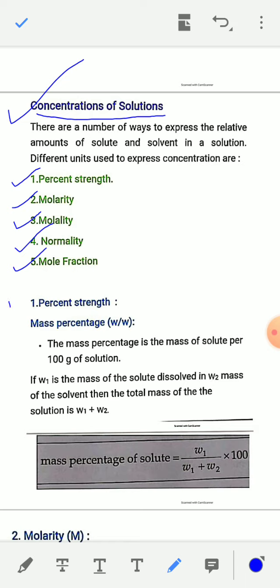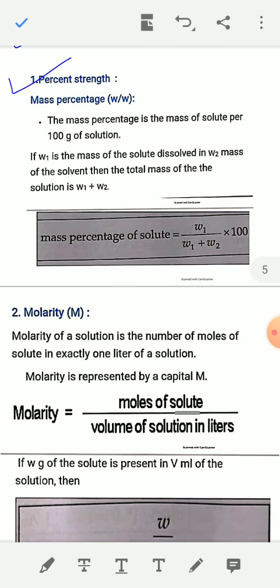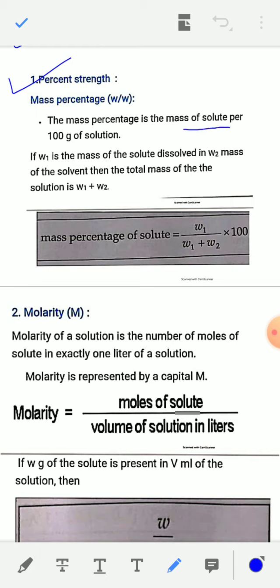The first type of concentration term is percentage strength. Percentage strength is of two types: mass percentage and mass volume percentage. You can also express it as volume percentage. So what is mass percentage? The mass percentage concentration of a solution is the mass of solute per 100 gram of solution.